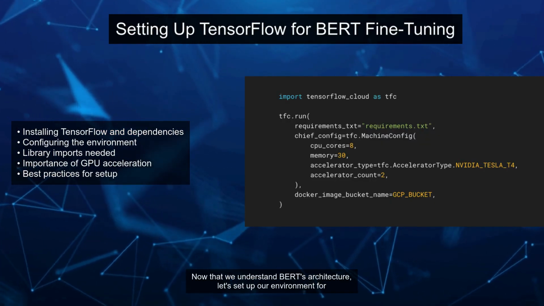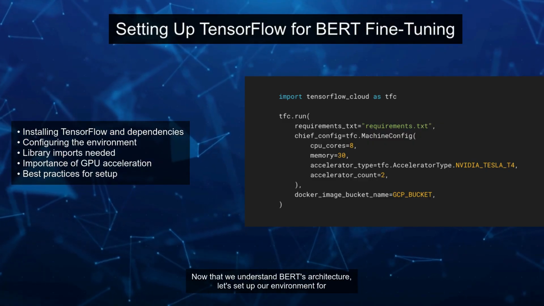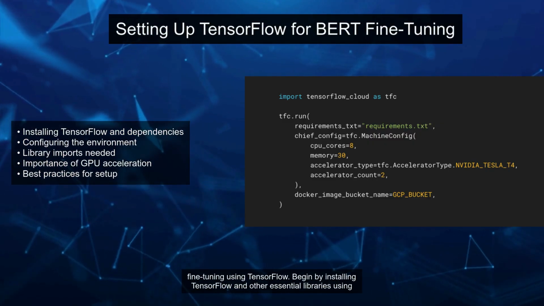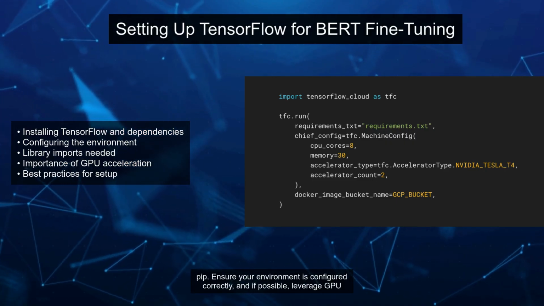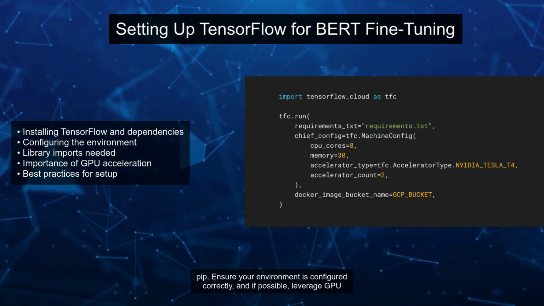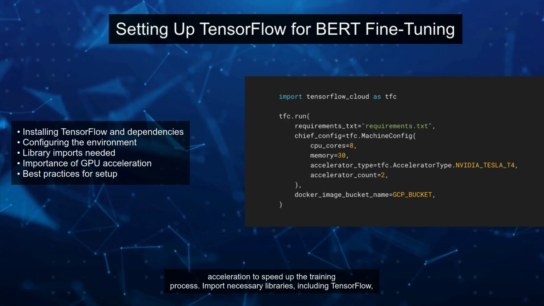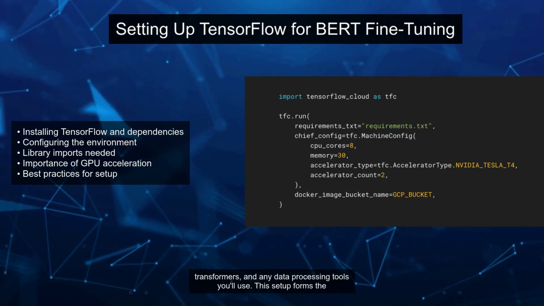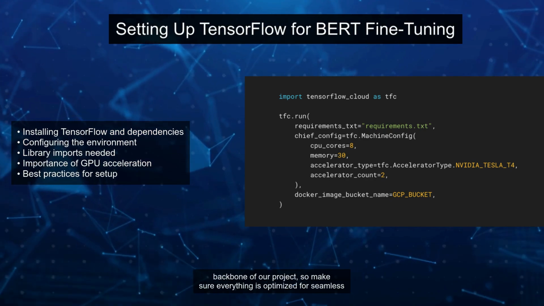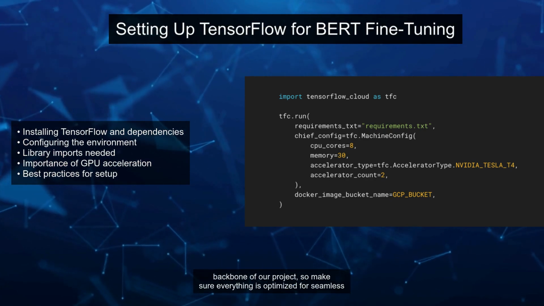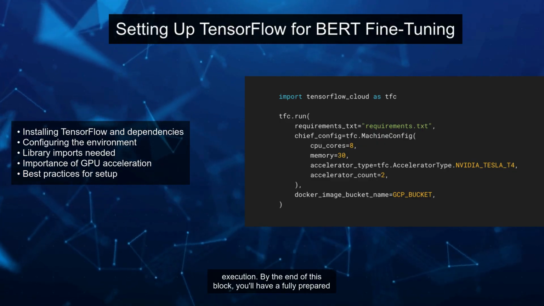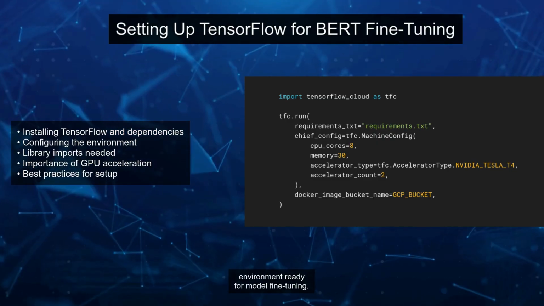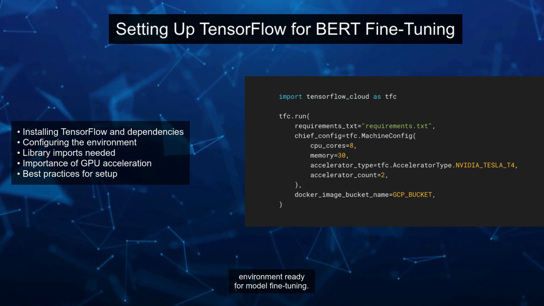Now that we understand BERT's architecture, let's set up our environment for fine-tuning using TensorFlow. Begin by installing TensorFlow and other essential libraries using pip. Ensure your environment is configured correctly, and if possible, leverage GPU acceleration to speed up the training process. Import necessary libraries, including TensorFlow, transformers, and any data processing tools you'll use. This setup forms the backbone of our project, so make sure everything is optimized for seamless execution. By the end of this block, you'll have a fully prepared environment ready for model fine-tuning.